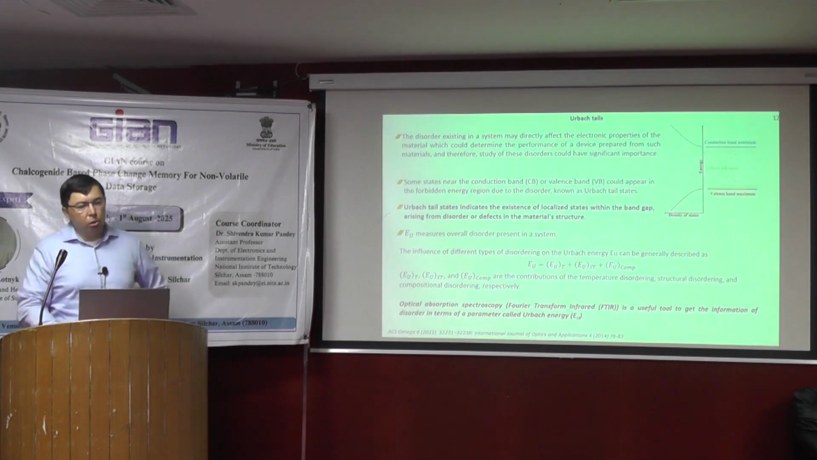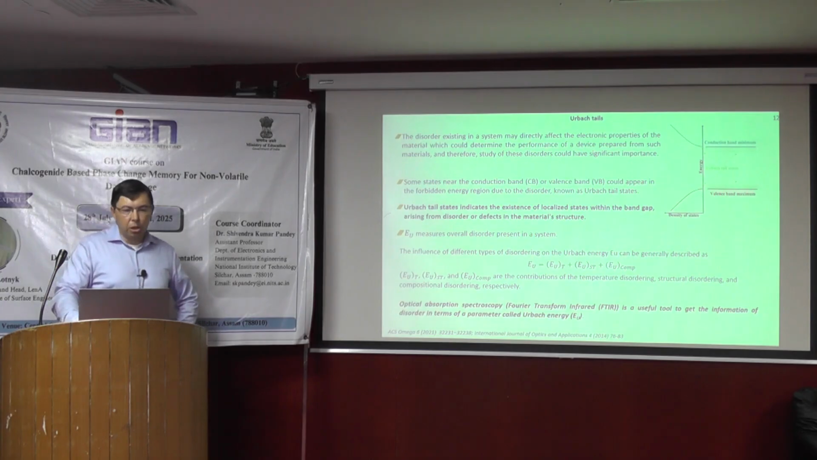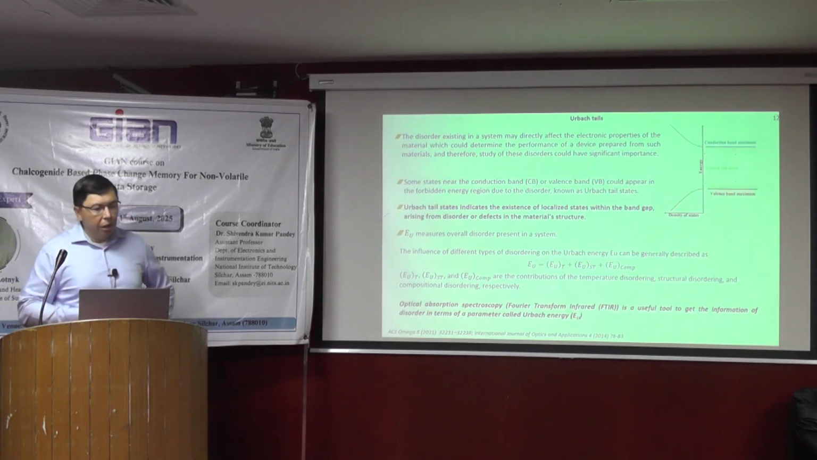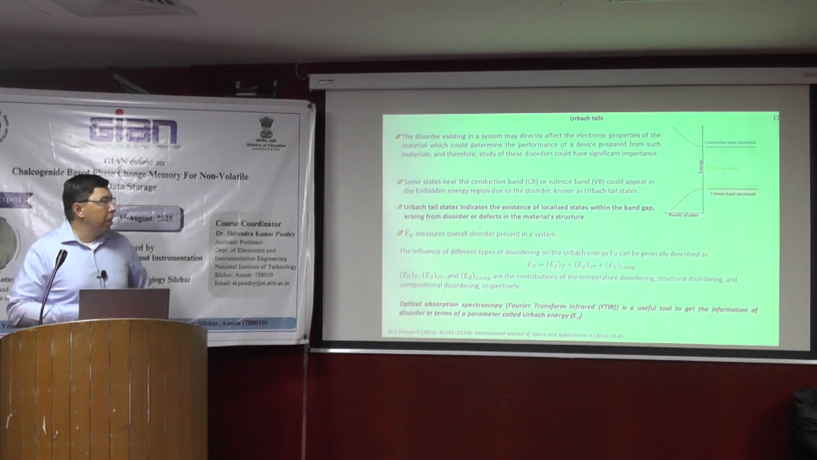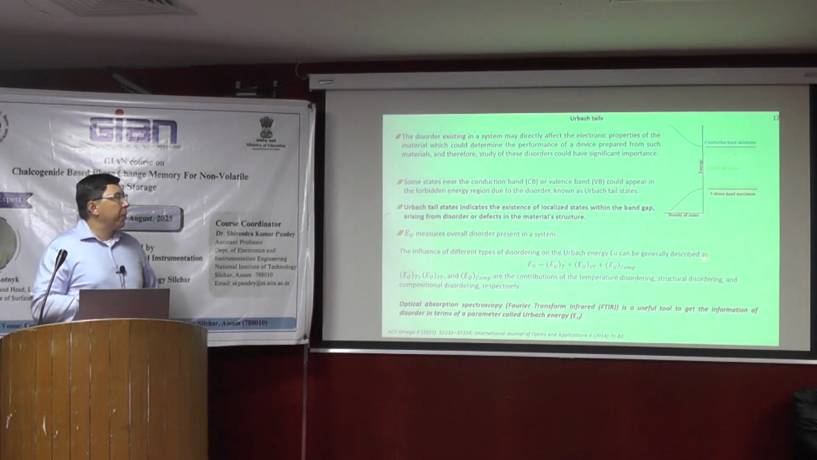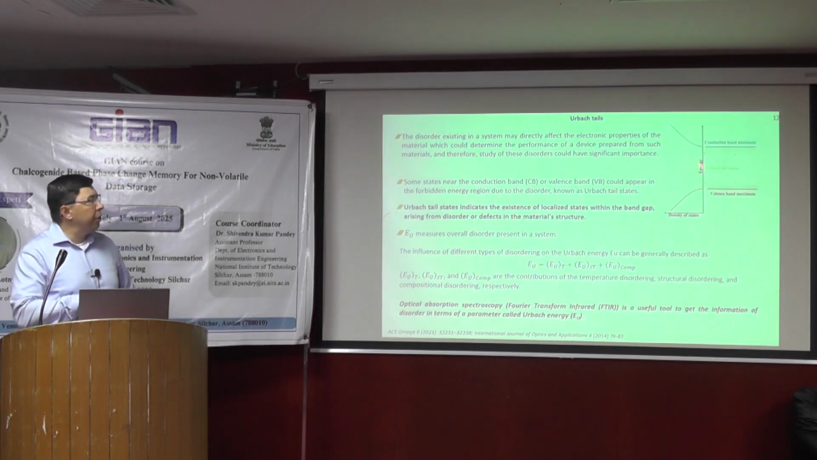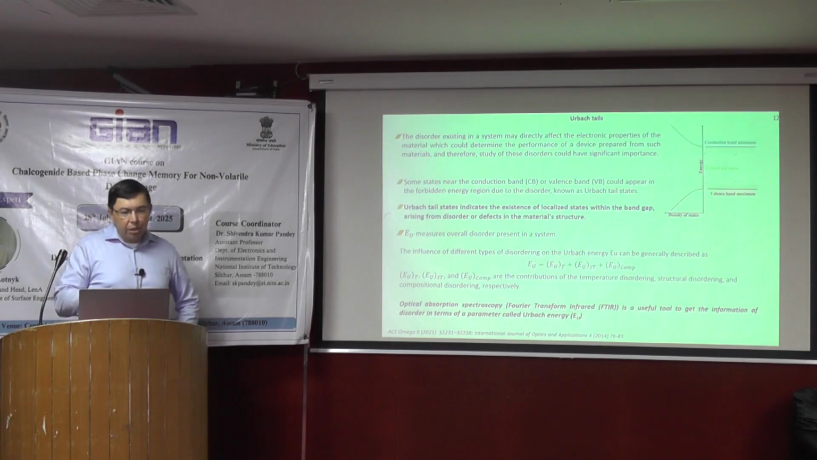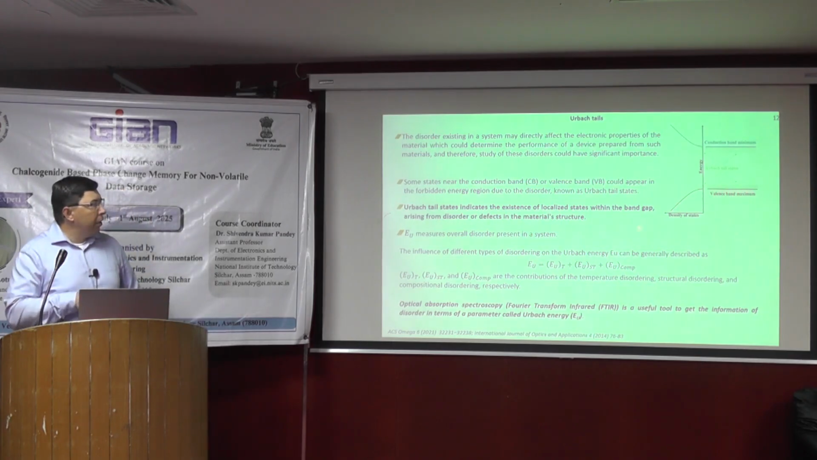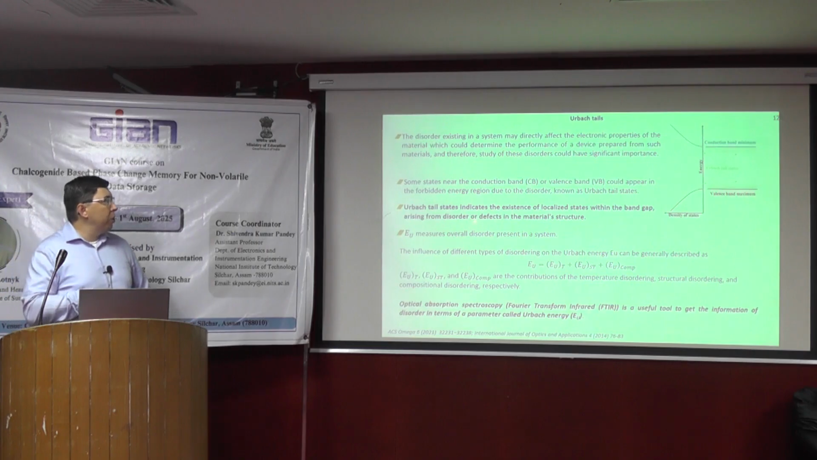Now let us also consider some interesting properties which belong more to the amorphous materials. These are Urbach tails. Here, if we have disordered materials, we can have some tails close to the valence band maximum and to the conduction band minimum. And these tails are called Urbach tails. Urbach tail states indicate the existence of localized states within the band gap, and it arises from disorder or defects in the material structure.